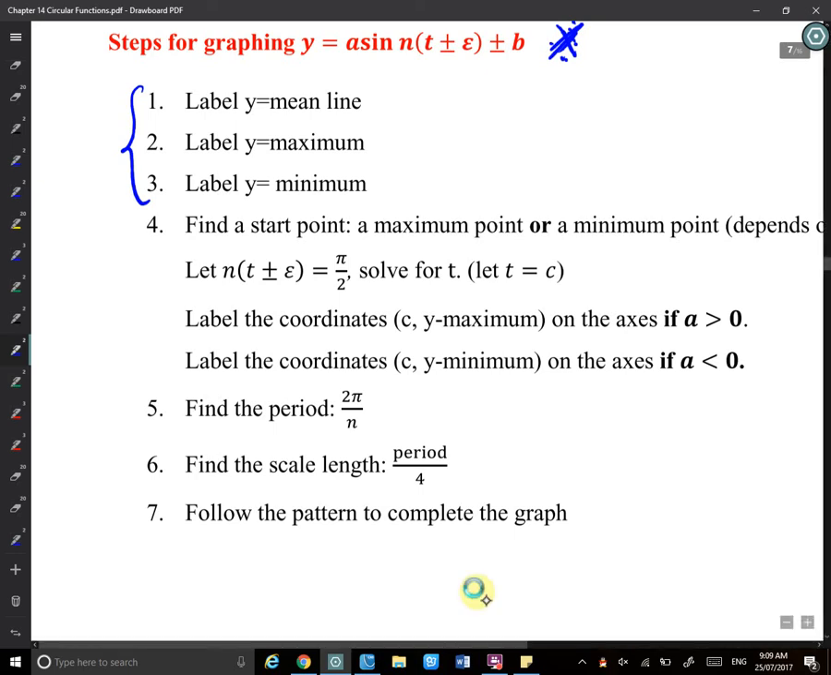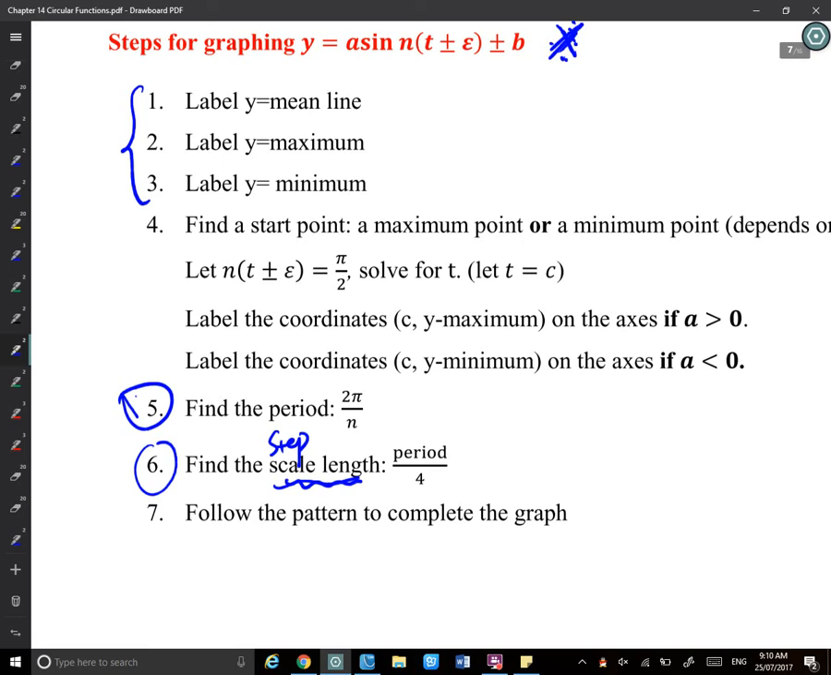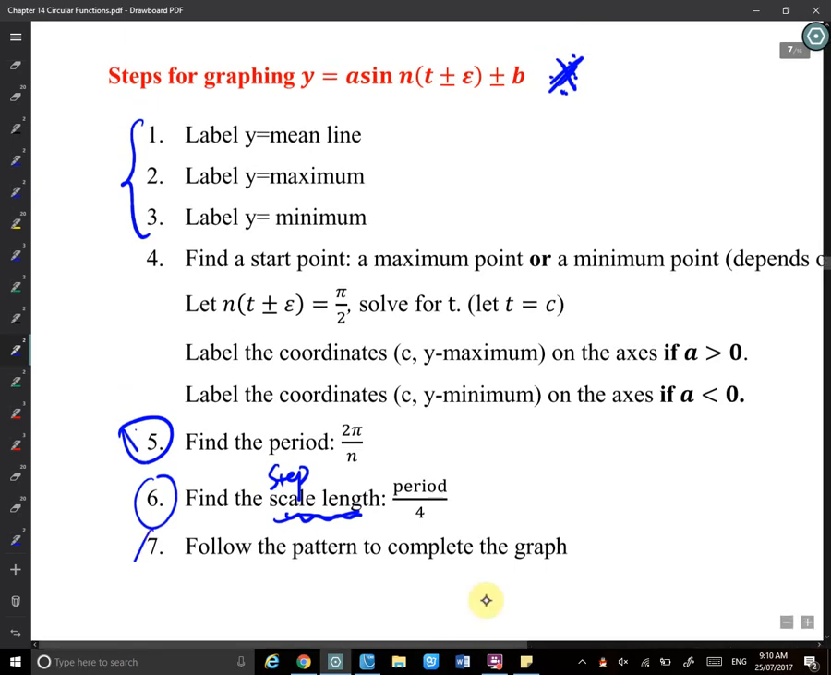Step number 5 is find the period. I know how to find the period. Number 6 is find each scale length, or say the step length. Each step length will be period over 4. You know from max to mean you take period over 4 of the step. So each step you will take period over 4, not pi, period over 4. And number 7 is follow the pattern. We leave that to the end.